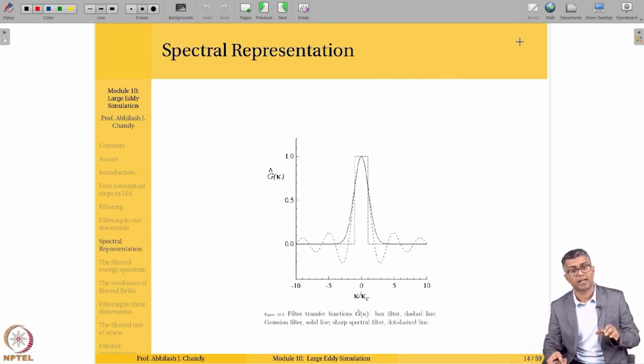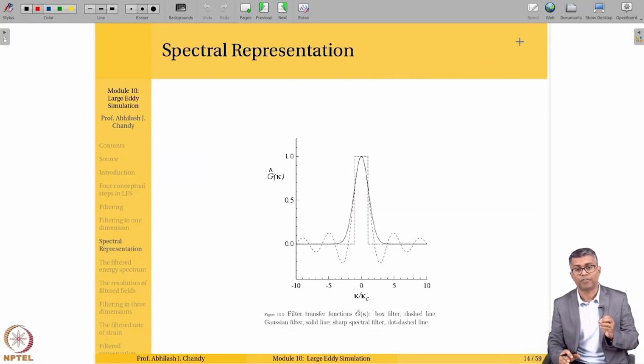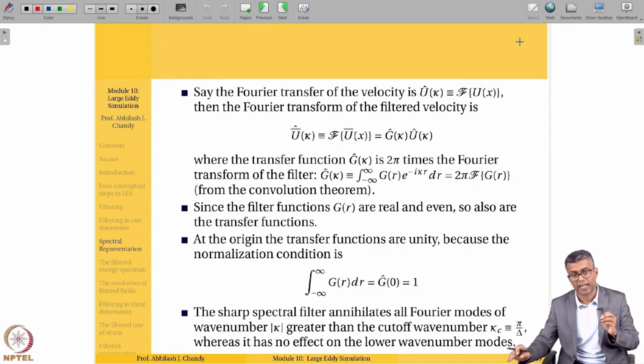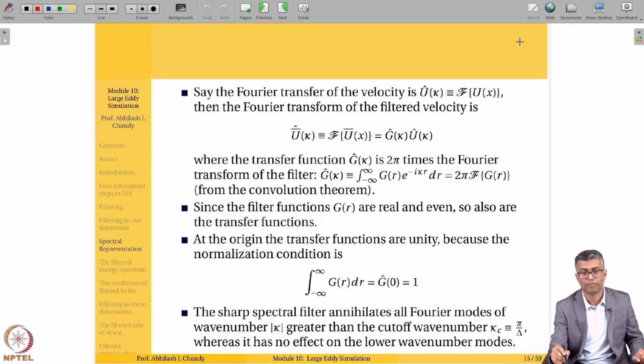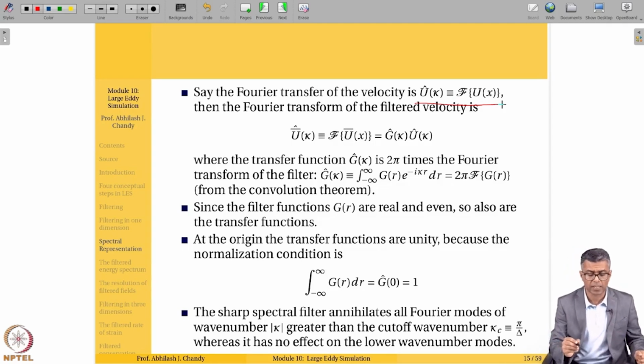So in the last class, I had shown some examples of filter functions. And here we are going to look at filter functions in spectral space. So I'm going to go over to the next slide and describe what that is. So let's say you have a Fourier transform of the velocity. So you have U hat of kappa as shown here, which is basically the Fourier transform operator applied to the velocity field. So that is what is F of U of x. So that means this is how you define it.